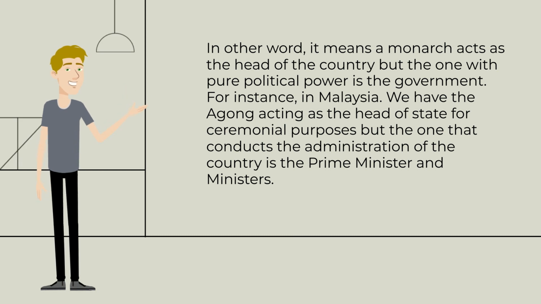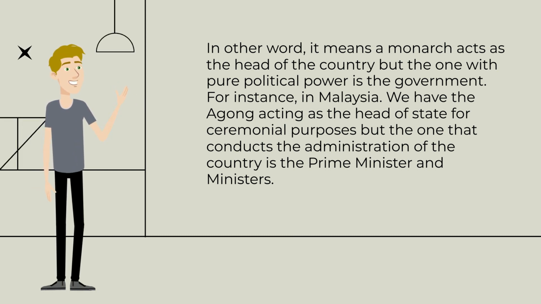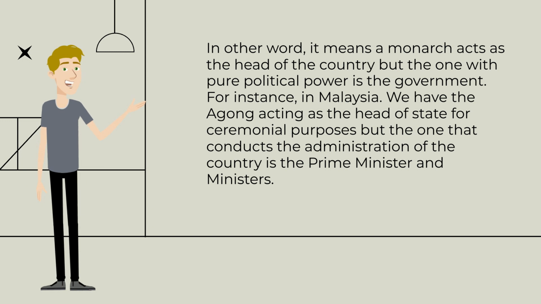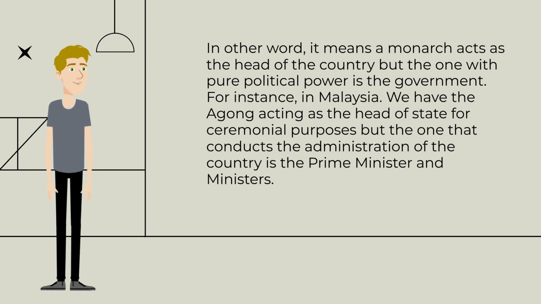On the other hand, constitutional monarchy means a monarch acting as the head of the country, but one with no real political power, as the government holds it. For instance, let us look into Malaysia, where we have the Agong acting as the head of state for ceremonial purposes, but the one that conducts the administration of the country is the Prime Minister and also ministers.